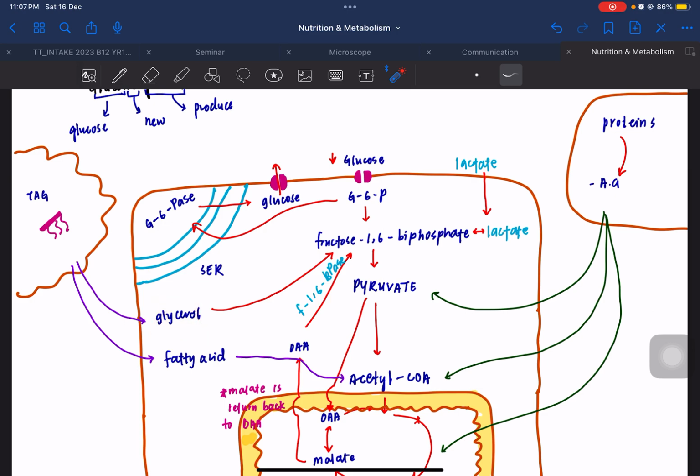Actually, what is the function of glycerol? So this is the function of glycerol, which is the glycerol will increase, dia akan increase the level of blood sugar. So glycerol, it will form fructose 1,6 biphosphate by the enzyme fructose 1,6 biphosphatase. Okay, maksudnya glycerol dia pergi fructose 1,6 biphosphate by the enzyme fructose 1,6 biphosphatase.